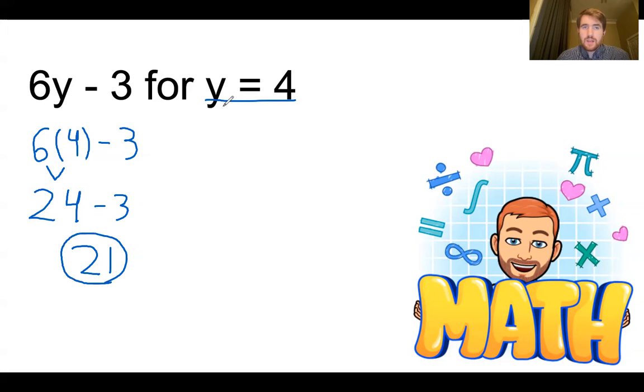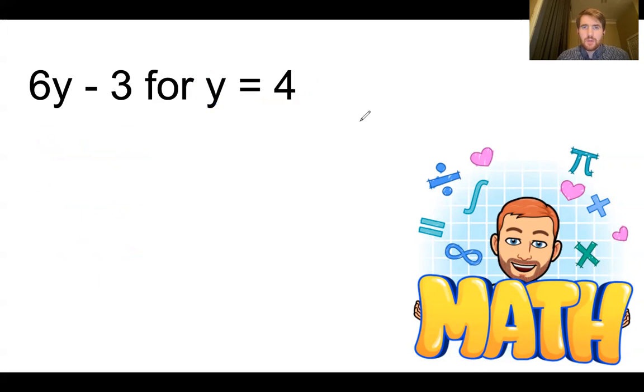Two steps. One, take what you know and substitute it in. And then two, simplify the expression following the order of operations. Let's look at another example.